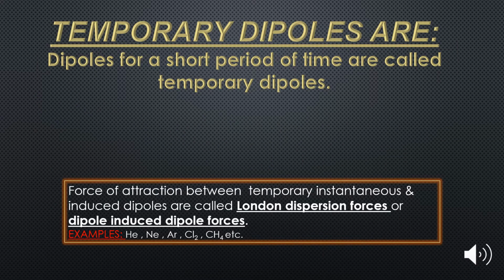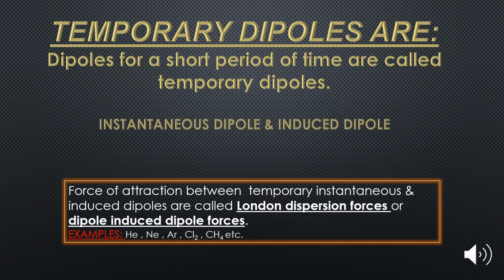So what are temporary dipoles? Dipoles for a short period of time are called temporary dipoles. These are of two types: instantaneous dipoles and induced dipoles. The force of attraction between the temporary, instantaneous and induced dipoles is called London dispersion forces or dipole-induced dipole forces. Examples are helium, neon, argon, chlorine and methane.